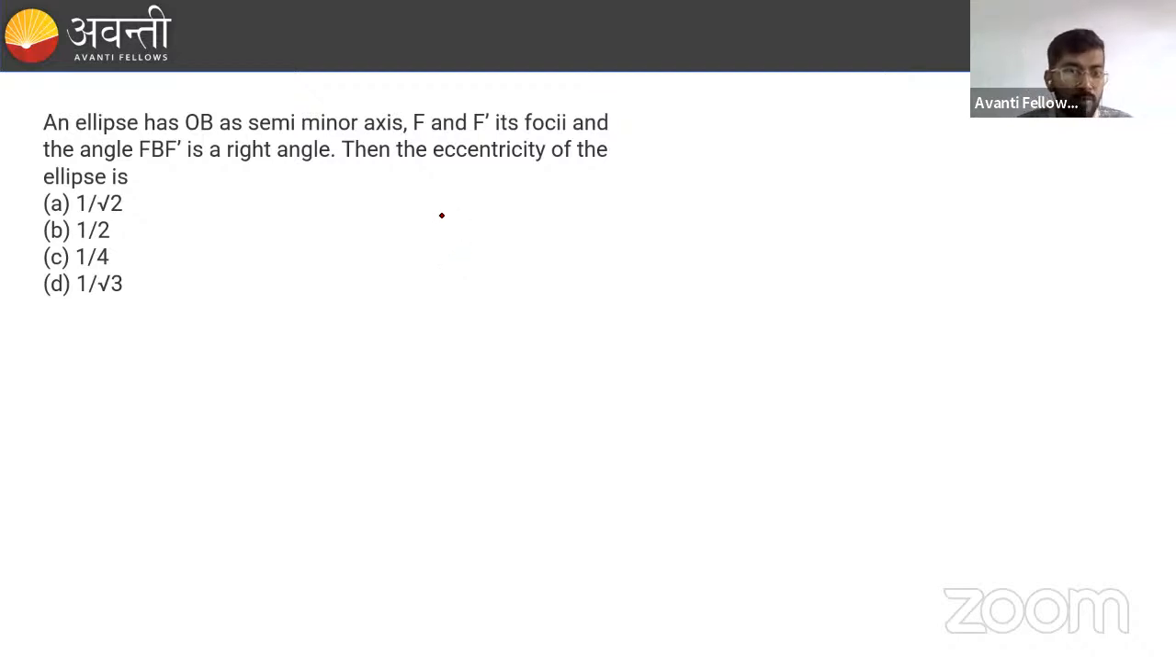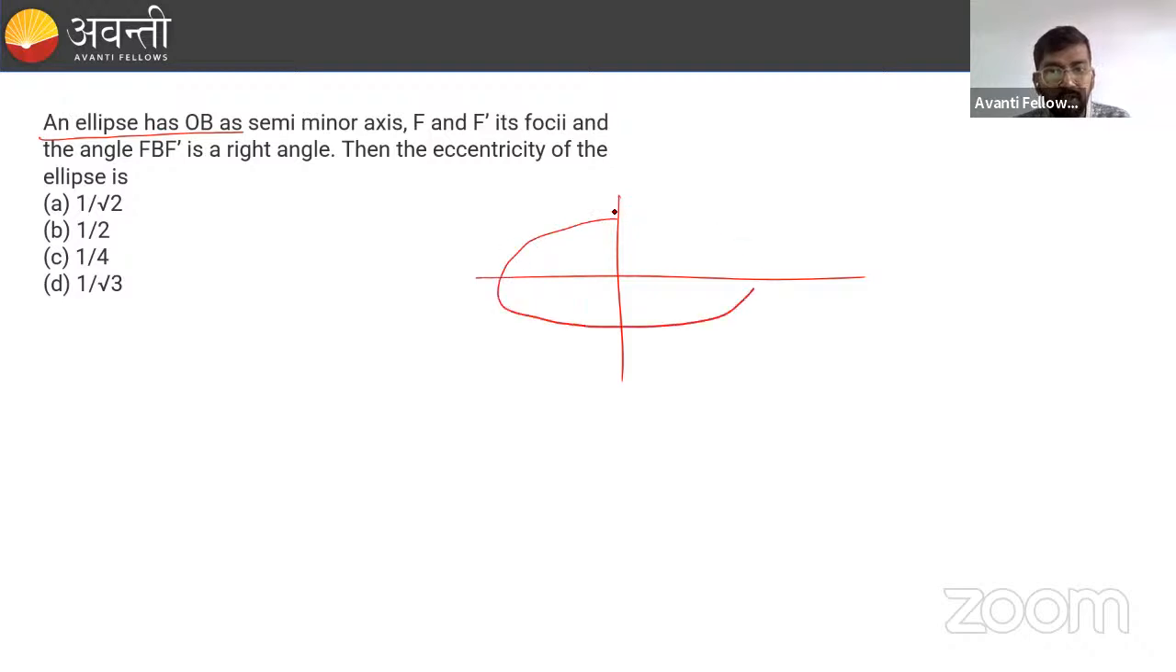Now, let's do this question. Here, what it is saying is an ellipse has OB as semi-minor axis. First of all, let us draw an ellipse for our reference. Here, it is saying that an ellipse has OB as semi-minor axis. So this is origin. So OB, let's say this y minor axis lies on OB.